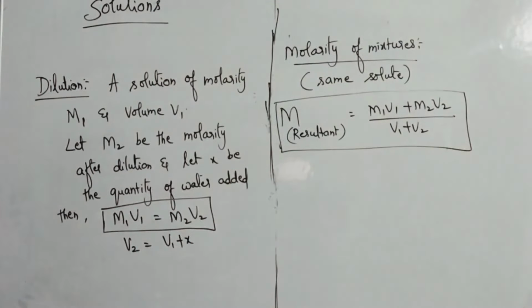Basicity. Please remember to find the equivalent weight for acids: molecular weight of a substance by basicity. So what is basicity? Basicity is the number of H plus ions that can be replaced when 1 mole of an acid is dissolved in water.